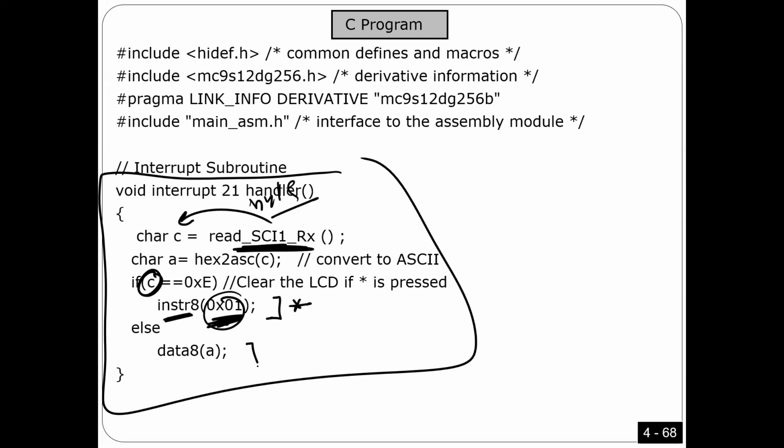If it is a number from 0 to 9, I'm going to display the number. If it is an asterisk, I'm going to clear the LCD. That's it. Okay, guys, any questions? Again, this is just a very simple idea, and you can extend it for sure.